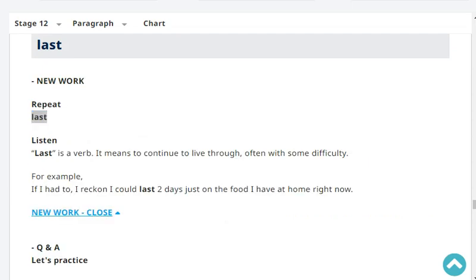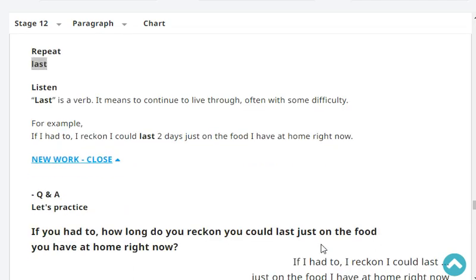Next, repeat. Last. Very good. Okay, listen. Last is a verb. It means to continue to live through, often with some difficulty. For example, if I had to, I reckon I could last 2 days just on the food I have at home right now.